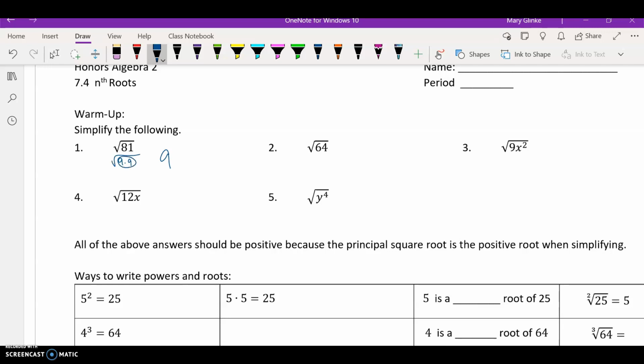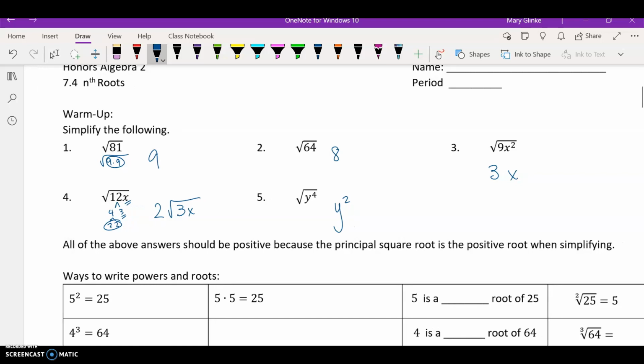So since there's two of those, that's the square root. It's 9 squared. Square root of 64 then would be 8. The square root of 9x squared would be 3x. The square root of 12x, that one doesn't have a nice square root, but we break it down, we pull out the number pairs, and anything that doesn't have a pair stays inside the root. And for the last one here, we have two pairs of y's that would come out and nothing would remain behind.